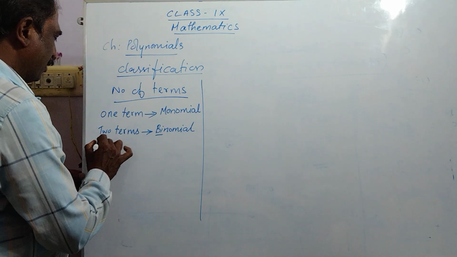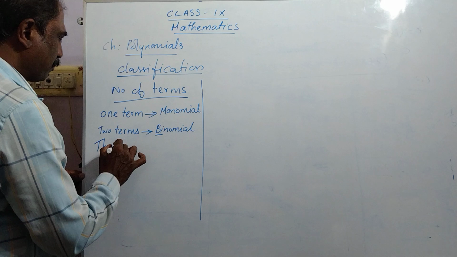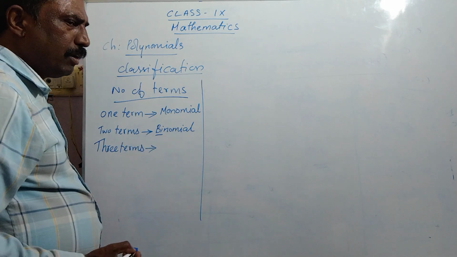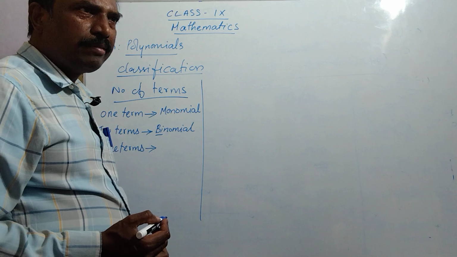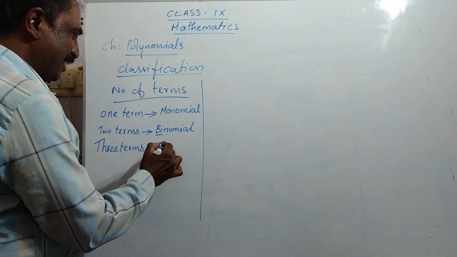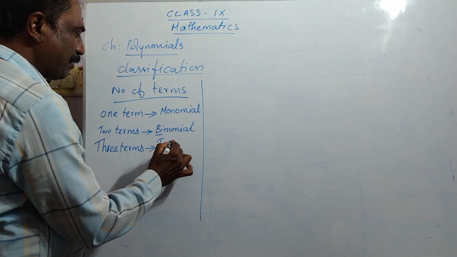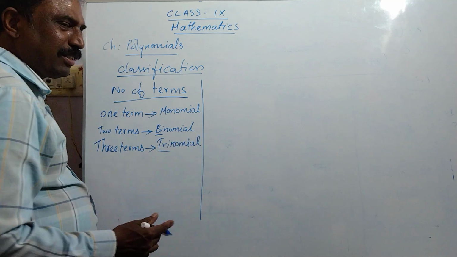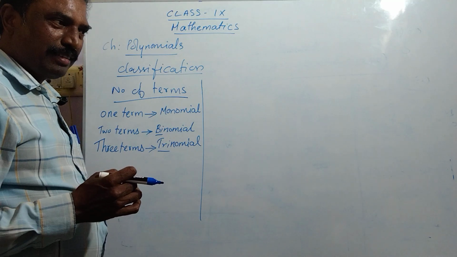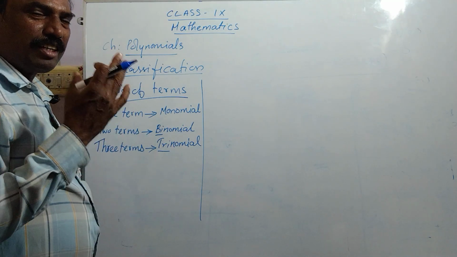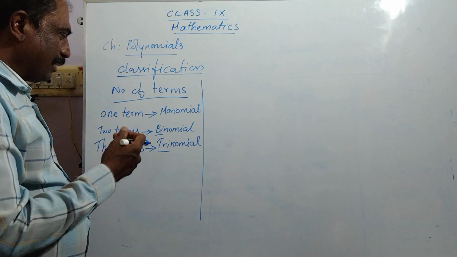Then suppose there are three terms. What is the word related to three? Yes, you are correct. It's tri. Yes, trinomial. Tri means three. That's why triangle, tricolor flag, like this.